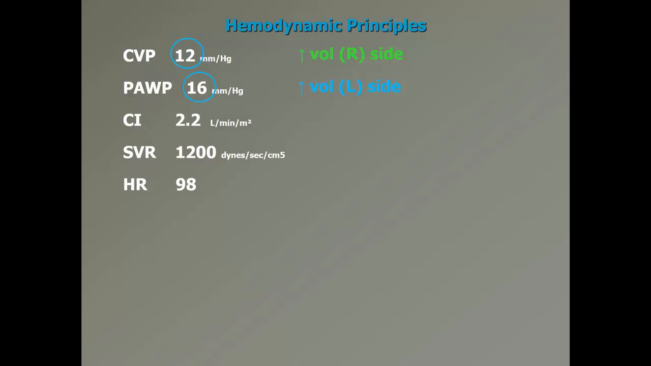The cardiac index is a little low. It's 2.2. Normal is 2.4. So we do see that the cardiac output is lowish, and there's a contractility issue. And then we can see that the systemic vascular resistance is actually normal and the heart rate's normal. So what kind of scenario might this present? Well, this could be a scenario where we have a patient who perhaps has renal failure.